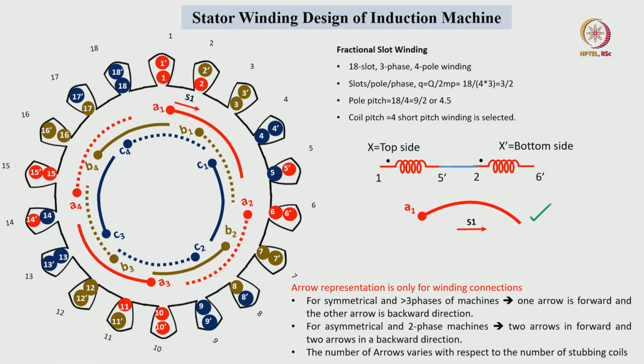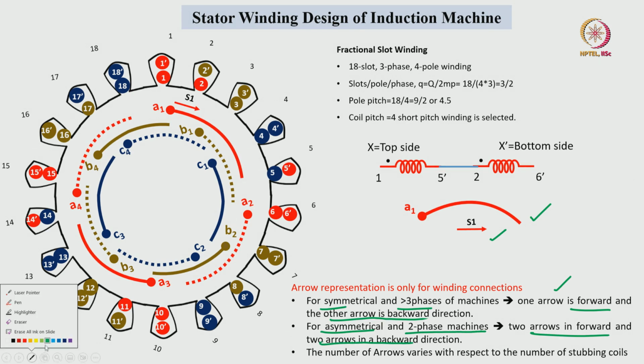Now the arrow representation we will discuss with respect to the connections. So the stub winding 1 has arrow in forward direction. For symmetrical and greater than 3 phase machines, 1 arrow will be forward and 1 arrow will be in backward direction. And for asymmetrical and 2 phase machines, 2 arrows will go forward and 2 arrows will come backward direction.